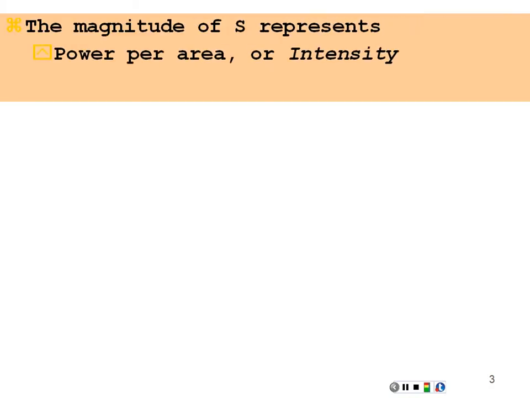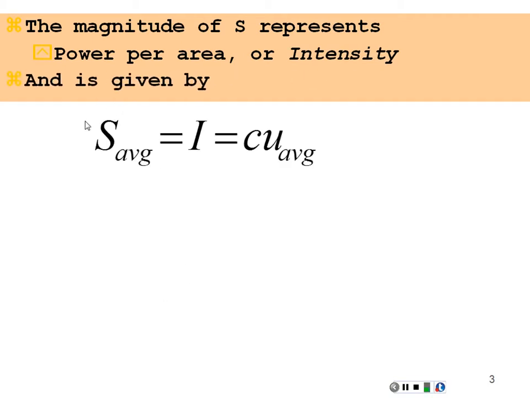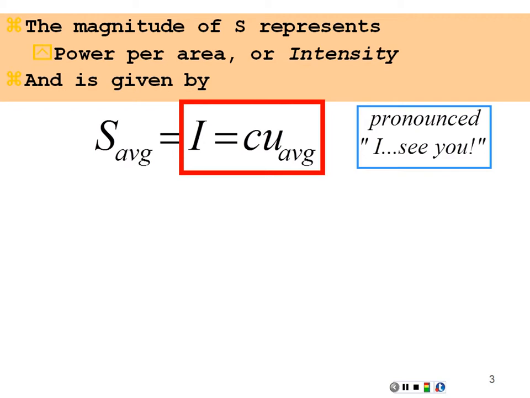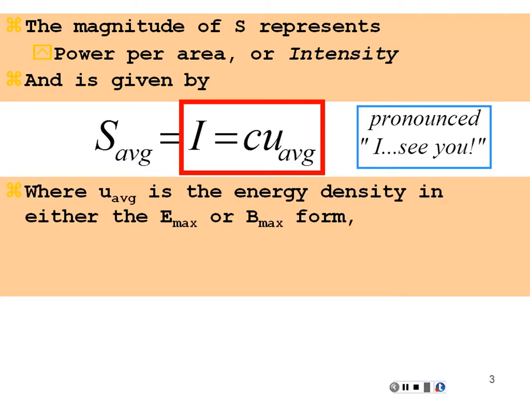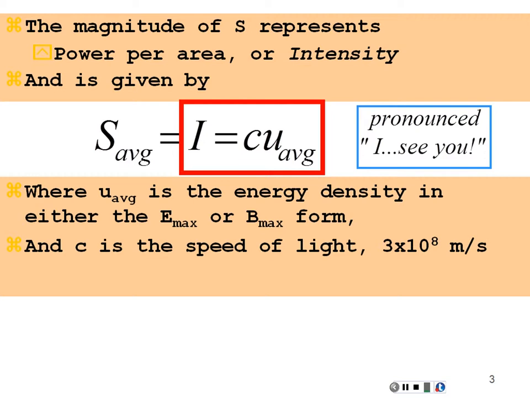The magnitude of the Poynting vector is actually power per area, or intensity, and the average intensity is equal to c times the energy density U. Or we could say that I is equal to cU, or I see you. That's one way to remember it. U average is the energy density in either the E field max form or the magnetic field max form. c is the speed of light, 3 times 10 to the 8 meters per second.